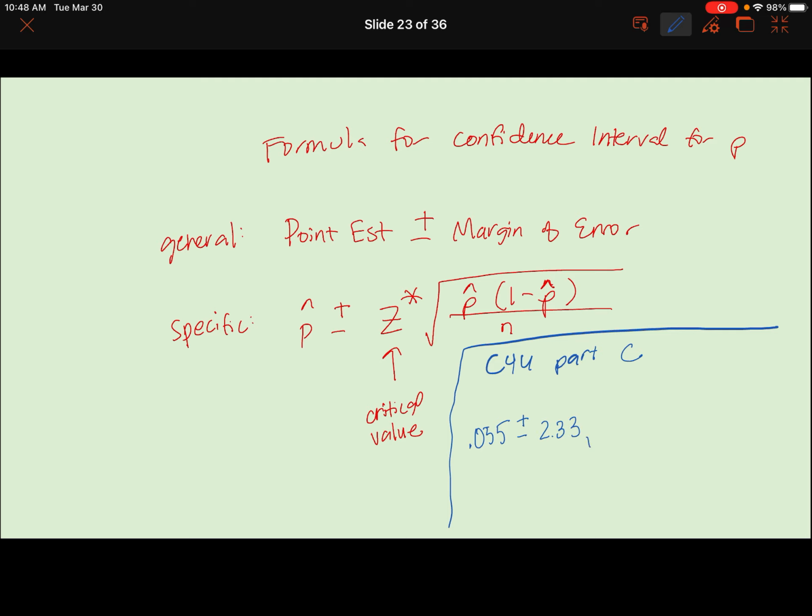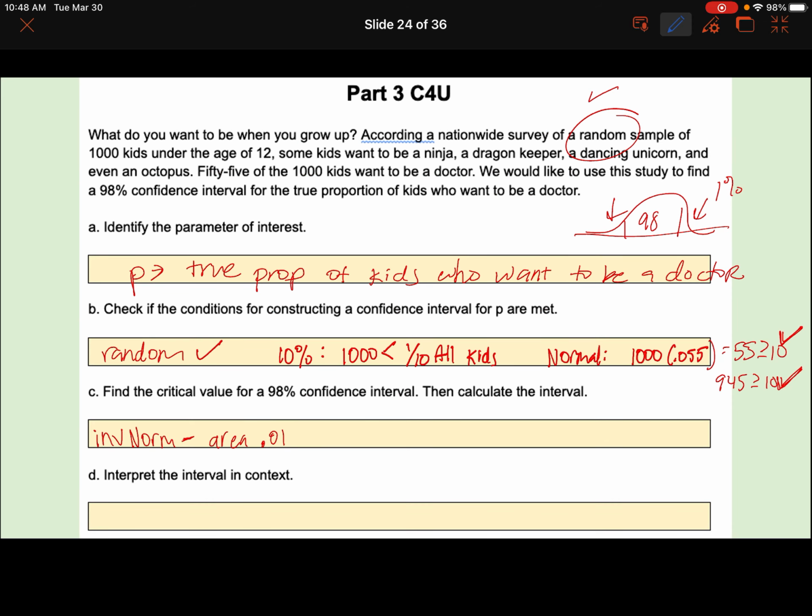And then inside my square root, it's going to be 0.055 times 0.945 all over my sample size, which was 1,000. And when you do that and get your lower and upper bound, you should be getting 0.038 for your lower and 0.072 for your upper. And then the last part is to interpret in context.